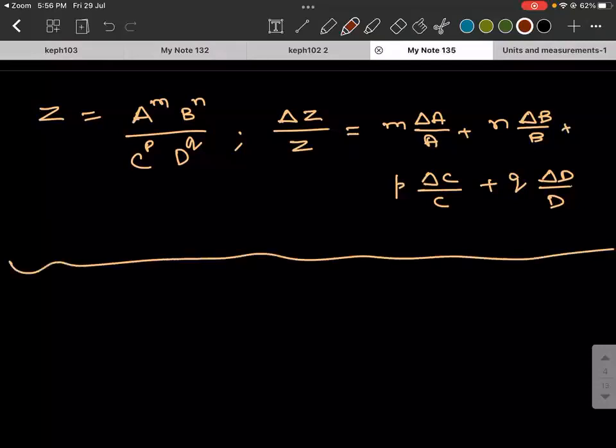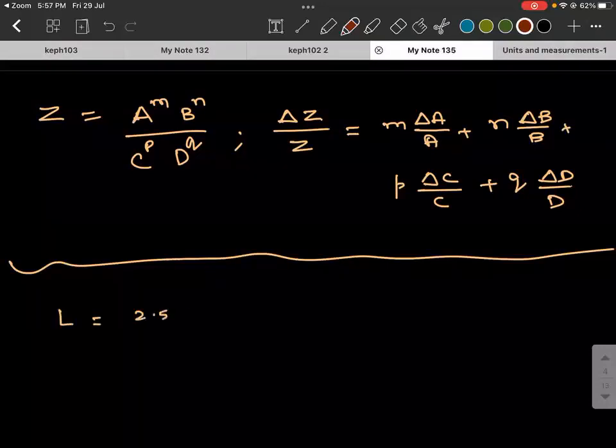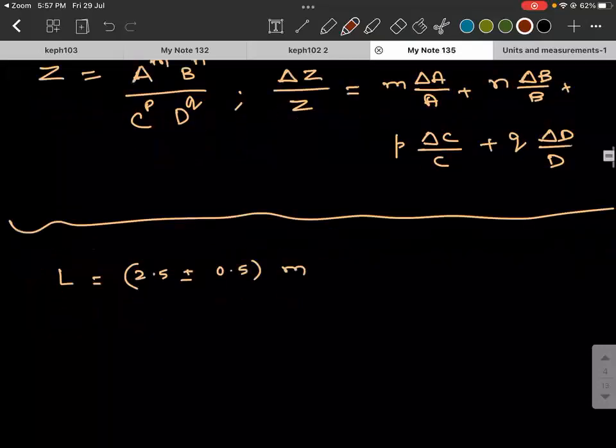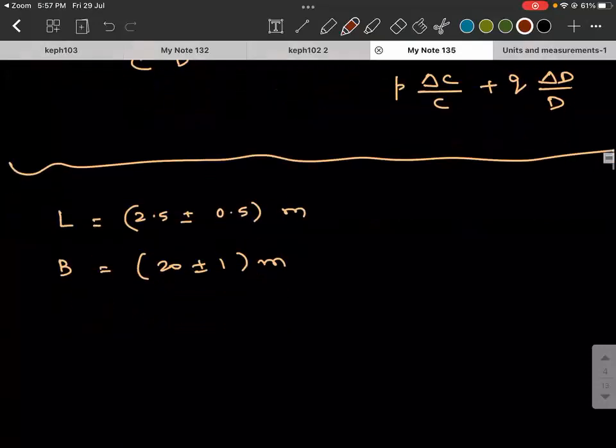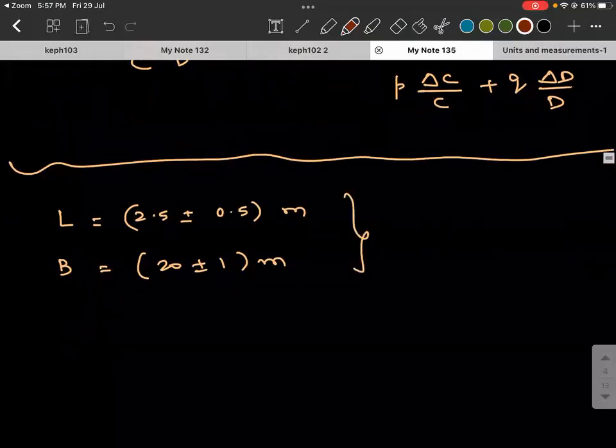Right. Now, answering your question. Suppose the same question is there. Instead of current, if I take that to be length, which is 2.5 plus or minus 0.5 meter. Same thing. And instead of voltage, I call it breadth, which is going to be 20 plus or minus 1 meter. If you see the numbers, they are the same. Now what do you want to find? You want to find the area. So I'm interested to find the area.